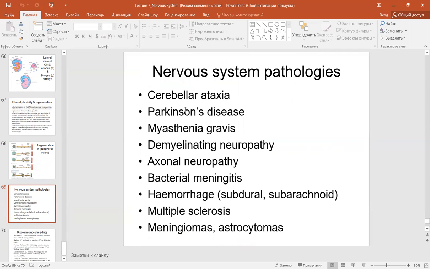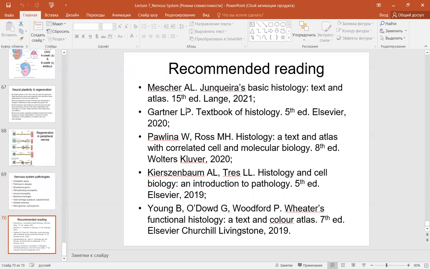Here you have examples of nervous system pathologies, which you are supposed to look at at home on the internet and compare with the normal nervous tissue histology, which I presented to you right now. This is the end of the topic which I planned to present in this lecture. These are the recommended readings from different sources for expanded knowledge of histology and embryology.